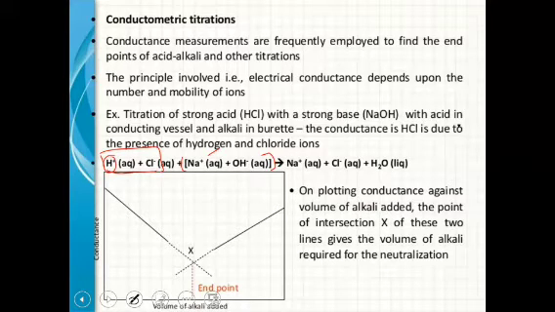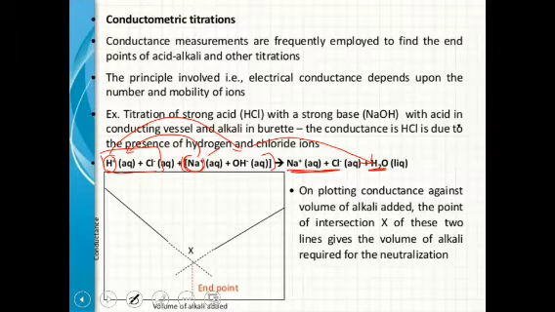Now, while adding the NaOH solution to the HCl, what happened? The Na+ comes in the place of the H+ ions, and it is converted into NaCl. The H+ ions react with the OH- ions and form H2O. See this one. So this neutralization reaction takes place when you add the NaOH to the HCl.